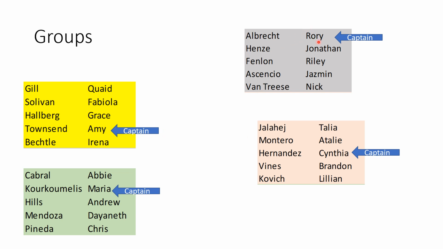So Amy, Rory, Cynthia, and Maria are captains to start with. And all the groups could change their name, but this is the yellow group, this is the gray group, this is the green group, and this is the, well, I don't know what color this is, but it's not those colors. So anyway, those are the groups, those are the captains. That's where you belong.